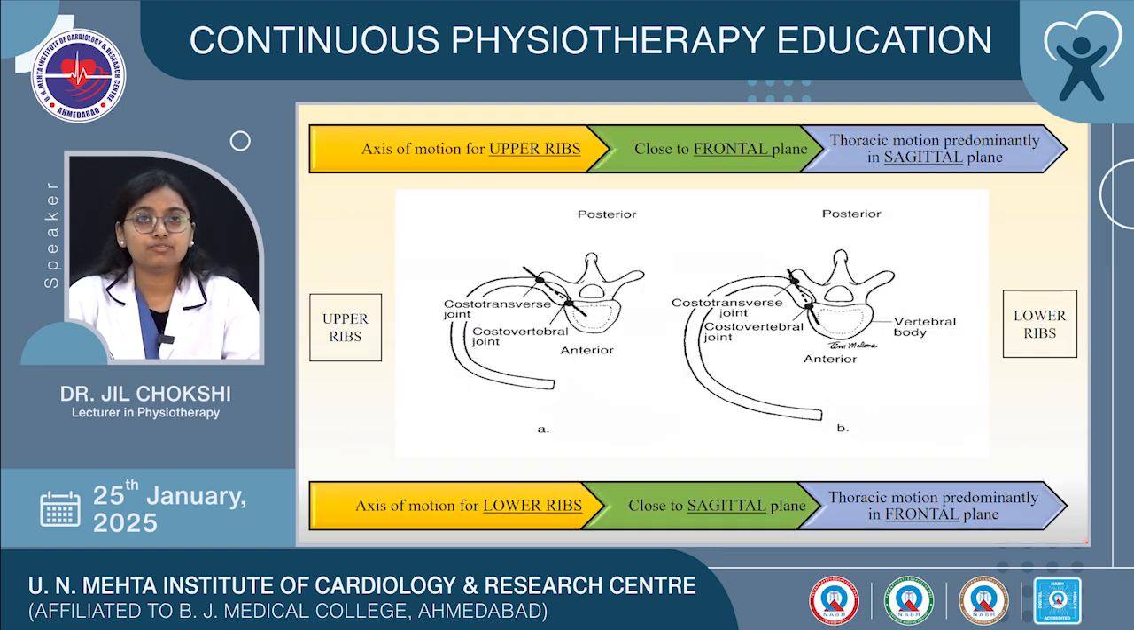The axis of rotation for the upper ribs lies close to the frontal plane, which allows the motion of those ribs in the sagittal plane, and the axis of rotation for the lower ribs lies close to the sagittal plane, which allows the motion of those ribs in the frontal plane. The frontal plane divides the body into front and back portions, and the sagittal plane divides the body into right and left sides. As you can see in this figure, for the upper ribs the axis lies close to the frontal plane, and for the lower ribs the axis lies close to the sagittal plane.